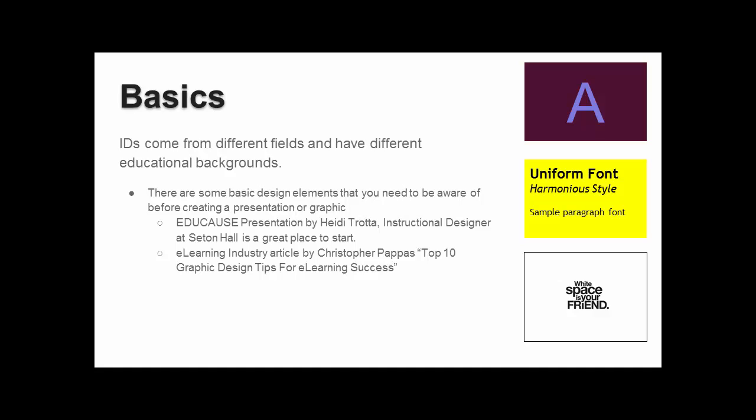A second one would be, if you look at the yellow box there on the right, keeping a uniform font to create that harmonious style throughout your course. So have all of your headings be the same font, the same size, and bold them. And then maybe all your subheadings could be italicized below, and then a uniform font for your text. That's going to help your students as they navigate your course find those basic headings or information that's a little bit more important.